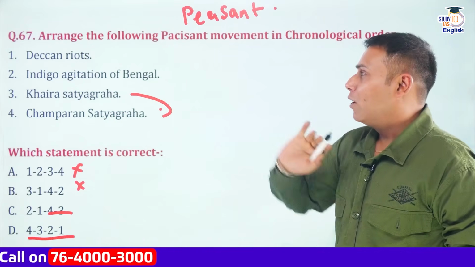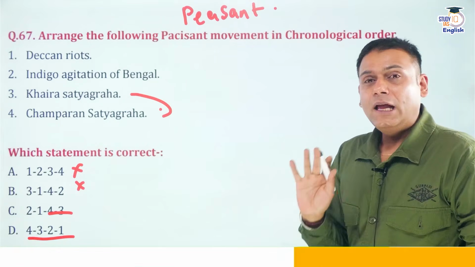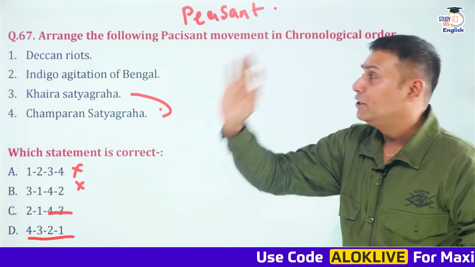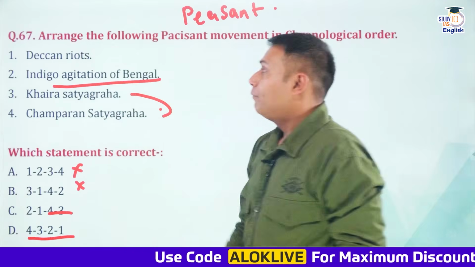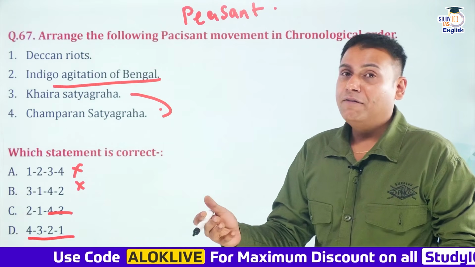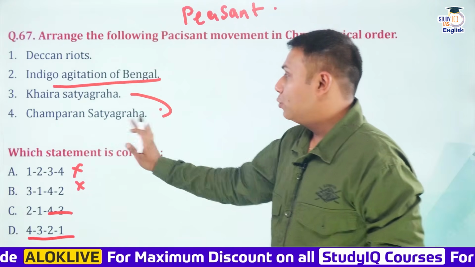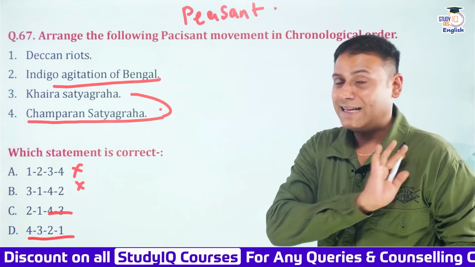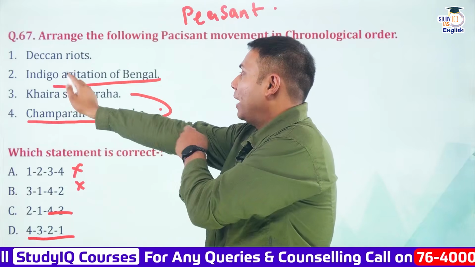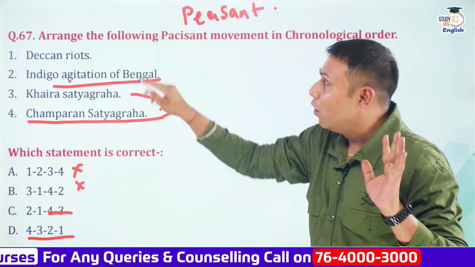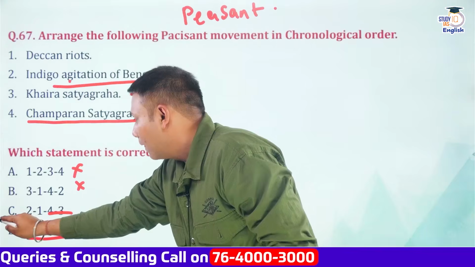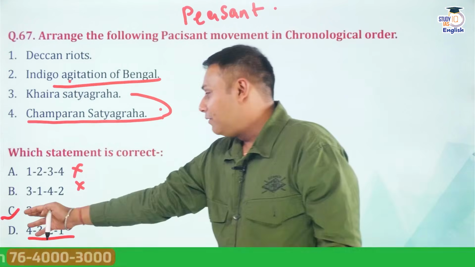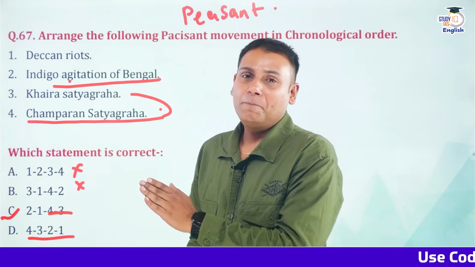Now you have known one of the options. Second major thing, you know that the first peasant movement immediately after the revolt of 1857 was the Indigo Agitation of Bengal. You know that Champaran Satyagraha was the first Satyagraha of M.K. Gandhi, though you do not know the exact date. And you know that the Indigo Agitation of Bengal was the first event among all of them. Your answer is 2, 1, 4, 3, derived even if you do not know the other options.